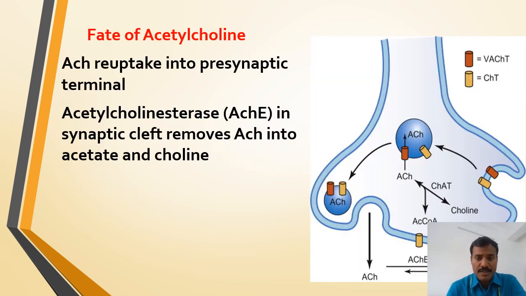And coming on to the fate of acetylcholine. The acetylcholine released from the presynaptic terminal, some part attaches with the nicotinic acetylcholine receptors and participates in the impulse transmission. Some acetylcholine gets destroyed by the acetylcholine esterase enzyme. That enzyme cleaves the acetylcholine into acetate and choline. Choline is reabsorbed into the presynaptic terminal and forms acetylcholine again.